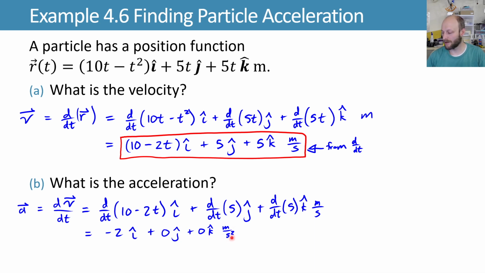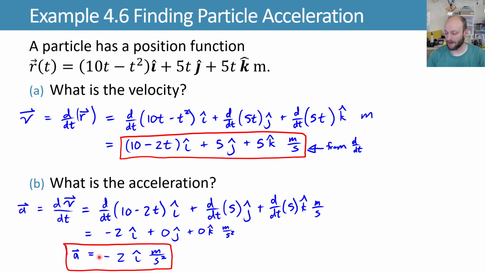Again, the per second squared. The extra divided by second comes from taking a time derivative. So rather than writing out all of this with the zeros on things that don't have components, we'd probably write it like this. Our acceleration as a vector is going to be negative 2 in the i hat with units of meters per second squared, which is a constant acceleration.